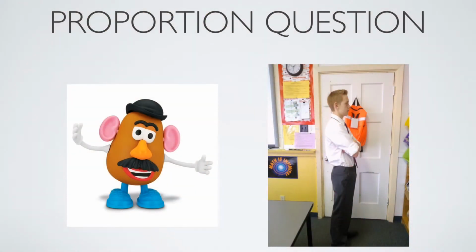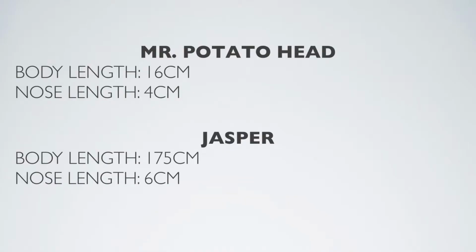Ratios are everywhere and can be used in fun ways, such as seeing what Mr. Potato Head's nose would look like in proportion with the humans, i.e. Jasper's body. Often things that are larger or smaller than life are out of proportion. Jasper's body length is 175 centimeters long, and his nose length is 6 centimeters. Mr. Potato Head's body length is 16 centimeters and his nose is 4 centimeters.